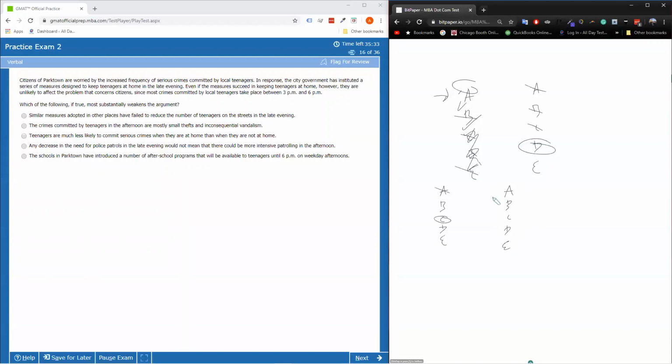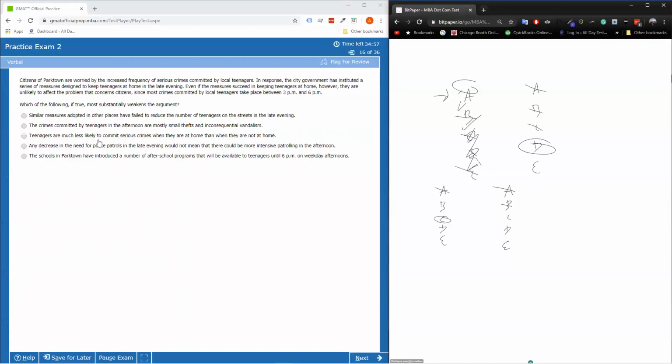So that suggests that the curfew will work. Some of the measures adopted in other places have failed to reduce the number, so that would strengthen it. The crimes committed by teenagers in the afternoon are mostly small thefts. Doesn't matter the magnitude. We only care about serious crimes. Teenagers are much less likely to commit serious crimes when they're at home than when they are not at home.